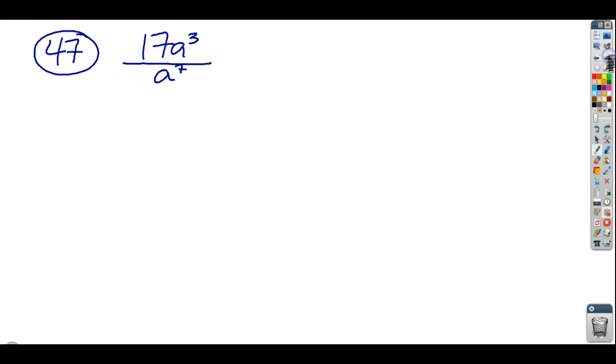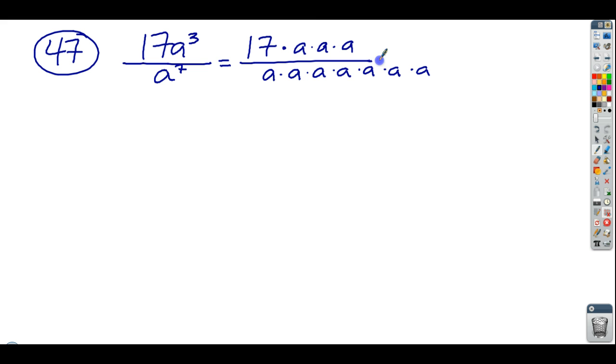Okay, moving on. 47. 17a to the third over a to the seventh. Well, I don't have any negative exponents, so if I were to write this out and expand it, I'd have 17 times a times a times a, all over a times a times a times a times a times a times a. 1, 2, 3, 4, 5, 6, 7, right? One of each cancel, cancel, cancel. That means I'm left with 1, 2, 3, 4 on the bottom, and I'm left with the 17 on the top.